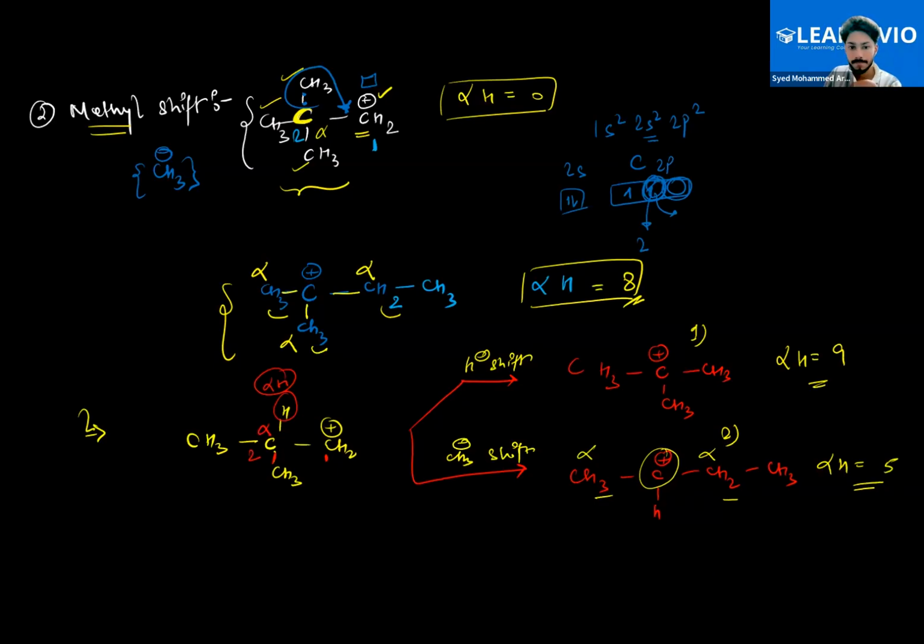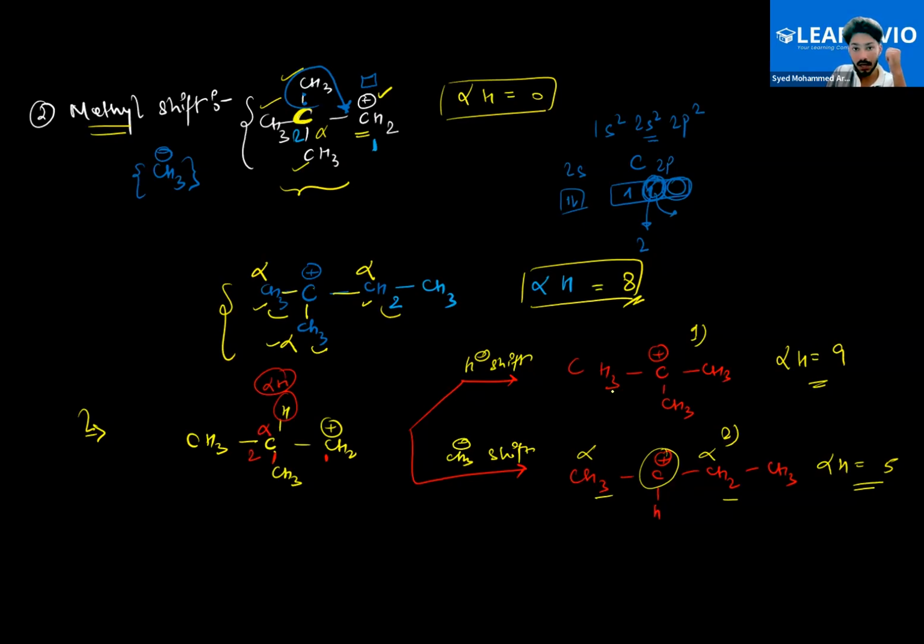So we will see only those alpha hydrogens which are attached directly to the main carbon. If you see here, this is my main carbon, the cationic carbon. All these carbons are directly attached. In this case, only one carbon is directly attached. In this case, three carbons are directly attached. In this case, only two, and in this case, three carbons are directly attached. So these are the alpha carbons.